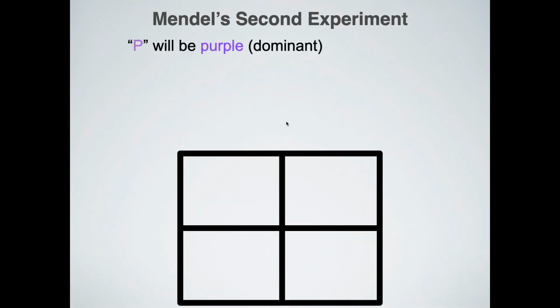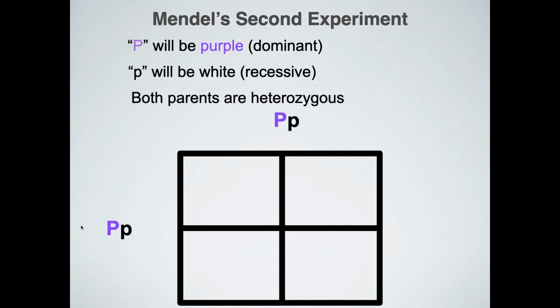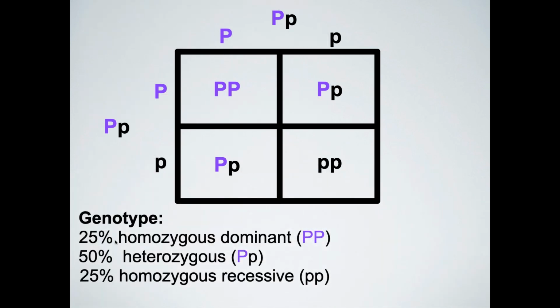Again, capital letter P is purple, it's dominant. Lowercase p is recessive. He crossed the mixed offspring. So he crossed two heterozygous purple flowers, okay? Remember, separate out your alleles. And now this box, we would have this. These boxes, we would have this. And this box, we would have this. All right, let's do percentages. 25% would be homozygous dominant. 50% would be heterozygous. 25% would be recessive.